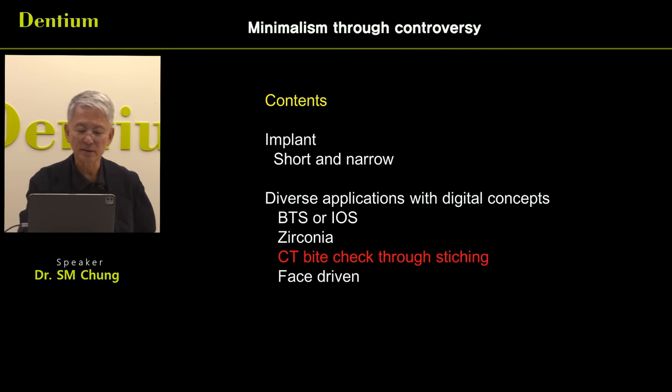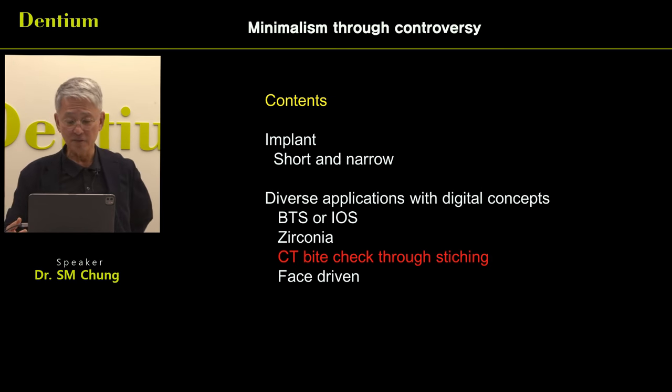Next will be about the CT bite check. This is very important because compared to the previous combined CT, nowadays it is CBCT, with almost no metal artifact. So we can take a very precise STL file from the DICOM of the optimal. With that concept, we can make a CT-based vertical check bite.